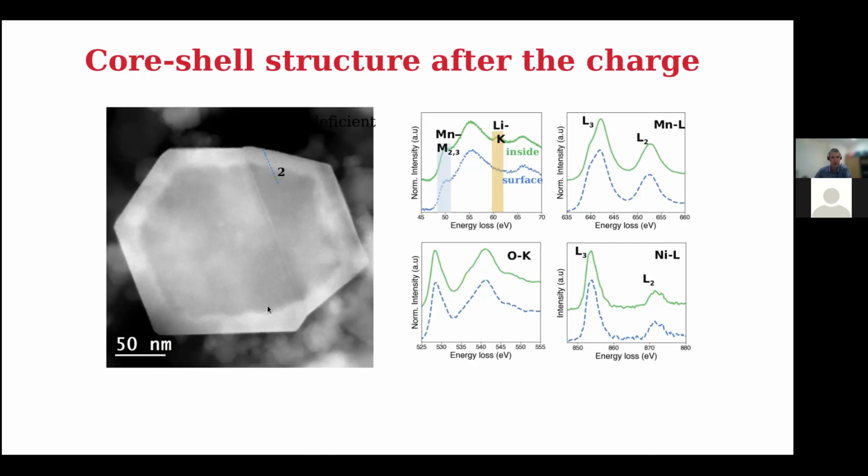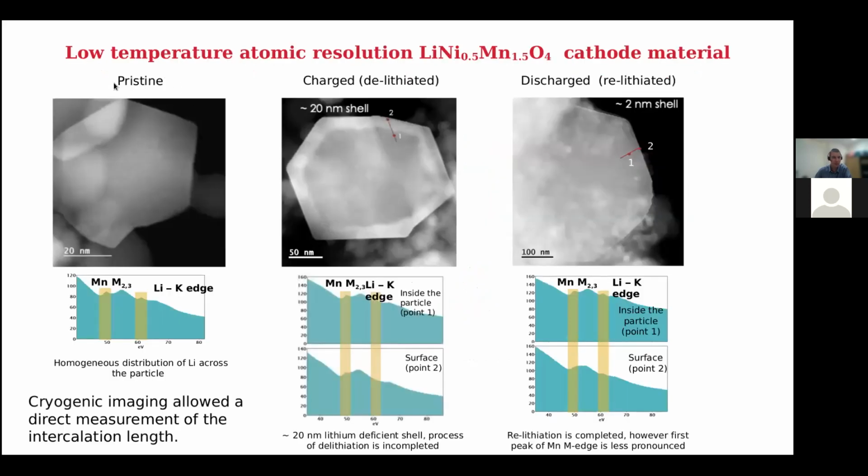Then we can do such characterization at different states of charge. So we can image the pristine structure, the charged structure, and the discharged. And what you can clearly see on the pristine material is that you don't have any core-shell structure. It means that we have a homogeneous composition throughout the cathode material.